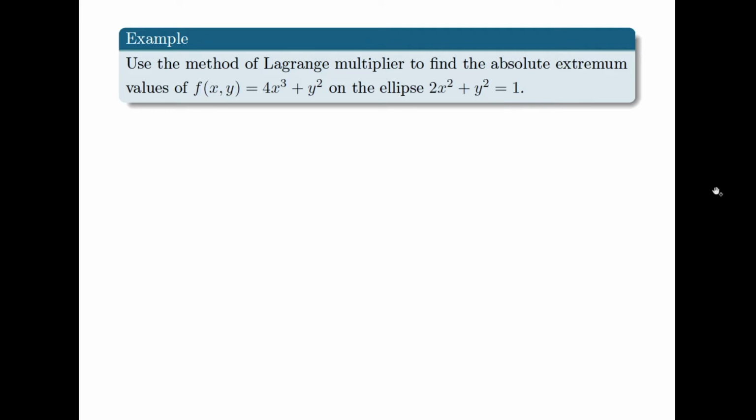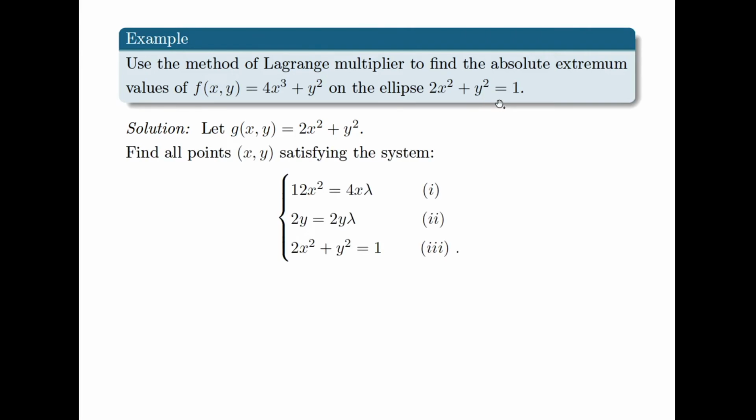Now, when using the Lagrange multiplier, it is very important to identify what your objective function is and what the constraint is. Recall that the objective function is the function whose maximum or minimum you want to solve. So in this case, since we want to find the absolute extremum of f of x, y equals 4x cubed plus y squared, this will be our objective function. And therefore, the ellipse 2x squared plus y squared equals 1 is our constraint. So we let g of x, y be 2x squared plus y squared.